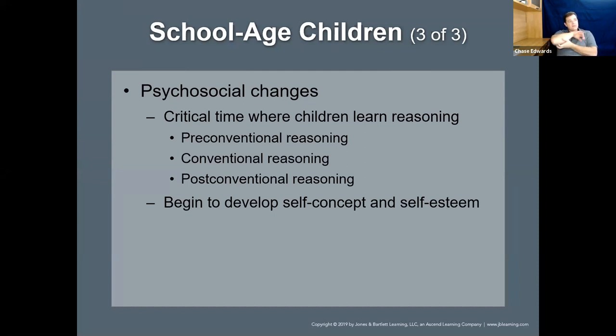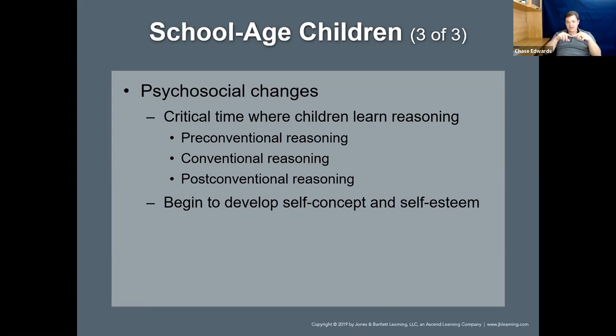So, psychosocial changes in school-age children. The critical time in development where children learn various types of reasoning is at this point. Pre-conventional reasoning: children act almost purely to avoid punishment and to get what they want. So that's what they're doing.